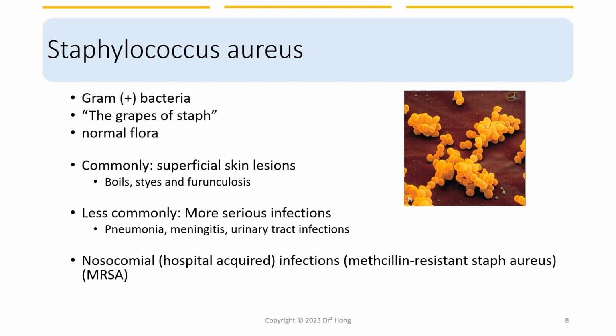The most problematic strain of S. aureus is methicillin-resistant Staph aureus, or MRSA, that is commonly associated with hospital-acquired infections.